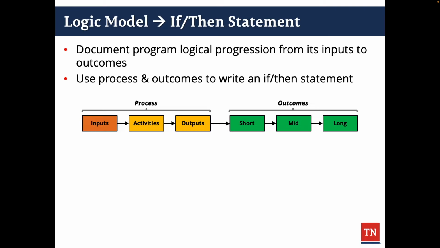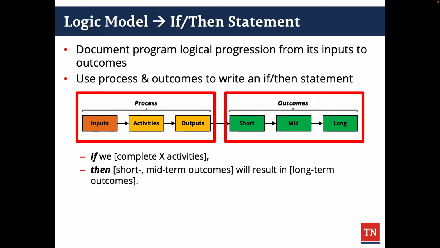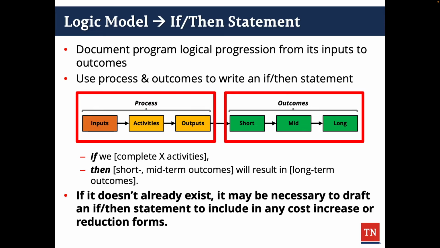To write a concise if-then statement that covers the overall program vision, consider breaking the model into process and outcomes elements. For example, if we complete these activities, then these short-term or mid-term outcomes will result in these long-term outcomes. Every program will have implicit logic. If it doesn't already exist on paper, it may be necessary to draft an if-then statement to include in any cost increase or reduction form.